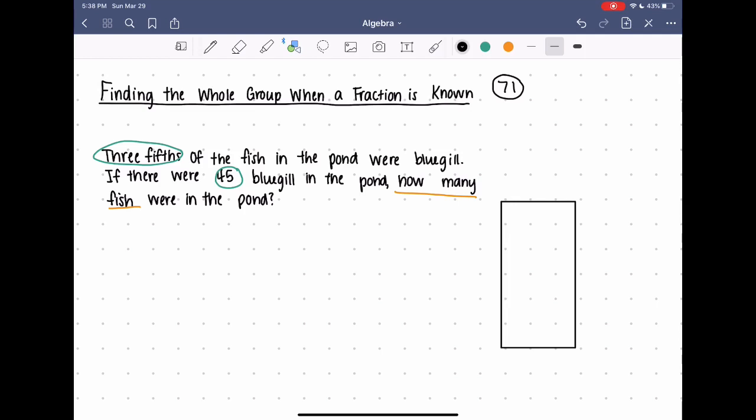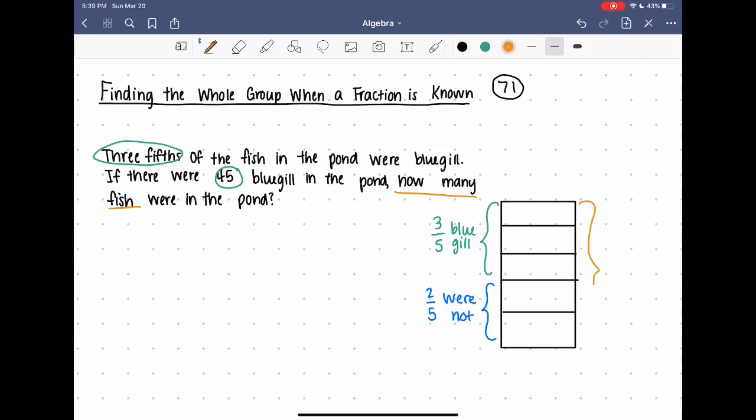So I'm going to split this box up into 5 parts. 1, 2, 3, 4, 5. And I know that 3 of those 5 were bluegill, which means 2/5 were not bluegill. But all of them are fish, right? If I split all of the fish in the pond into 5 groups, 3 of those 5 groups were bluegill, and 2 of those 5 were not.